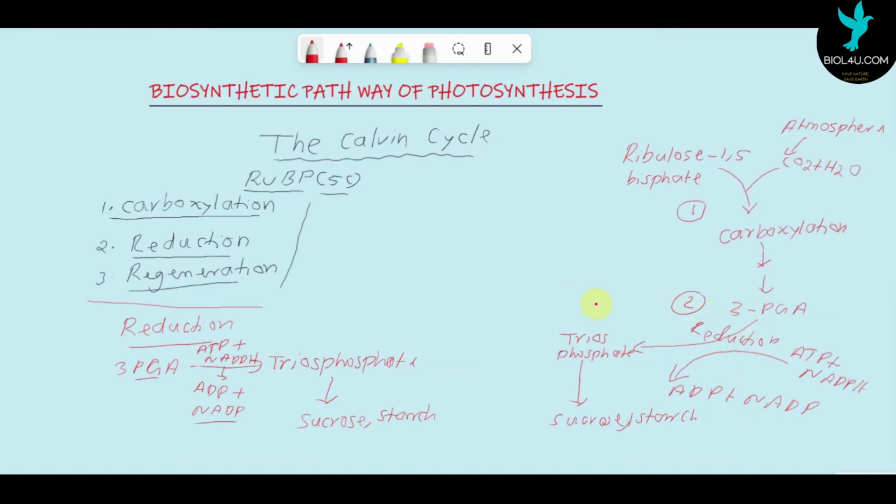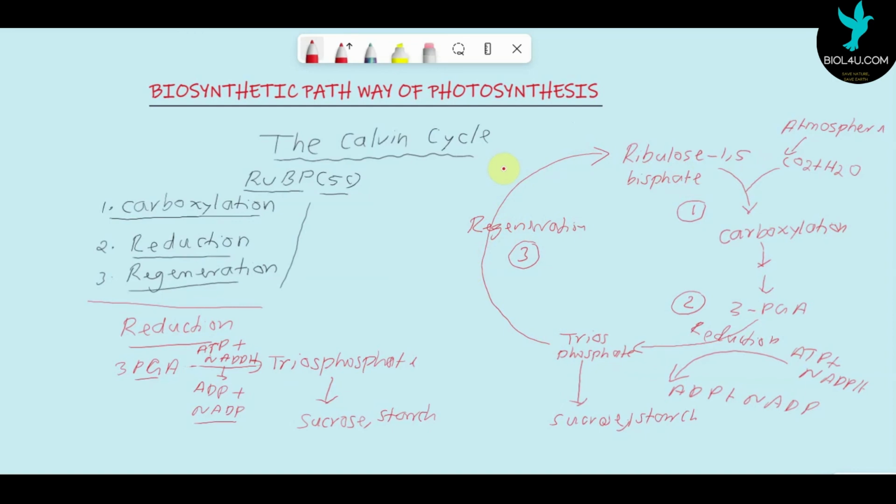Okay, so then one more stage remaining, that is the regeneration. So what is actually regeneration? During the regeneration, the ribulose 1,5 bisphosphate is regenerated. So what happens here? The triose phosphate prepared helps to regenerate ribulose bisphosphate. So this is the regeneration stage. That is the third phase of the Calvin cycle.